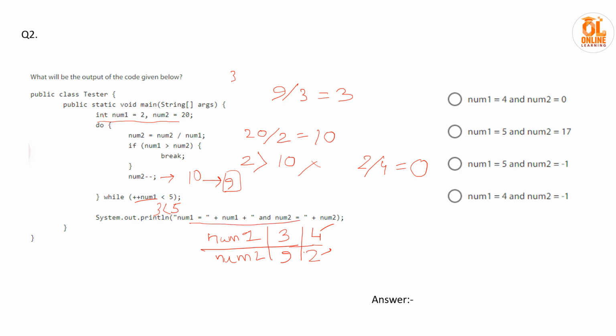Now we have to print this. So what is num1? Num1 is 4 only and num2 has become 0. So our answer will be the first option: num1 is equal to 4 and num2 is equal to 0. These are easy questions, you just have to be calm and go step by step. Okay, hope you have understood. Now let us move to the next question.